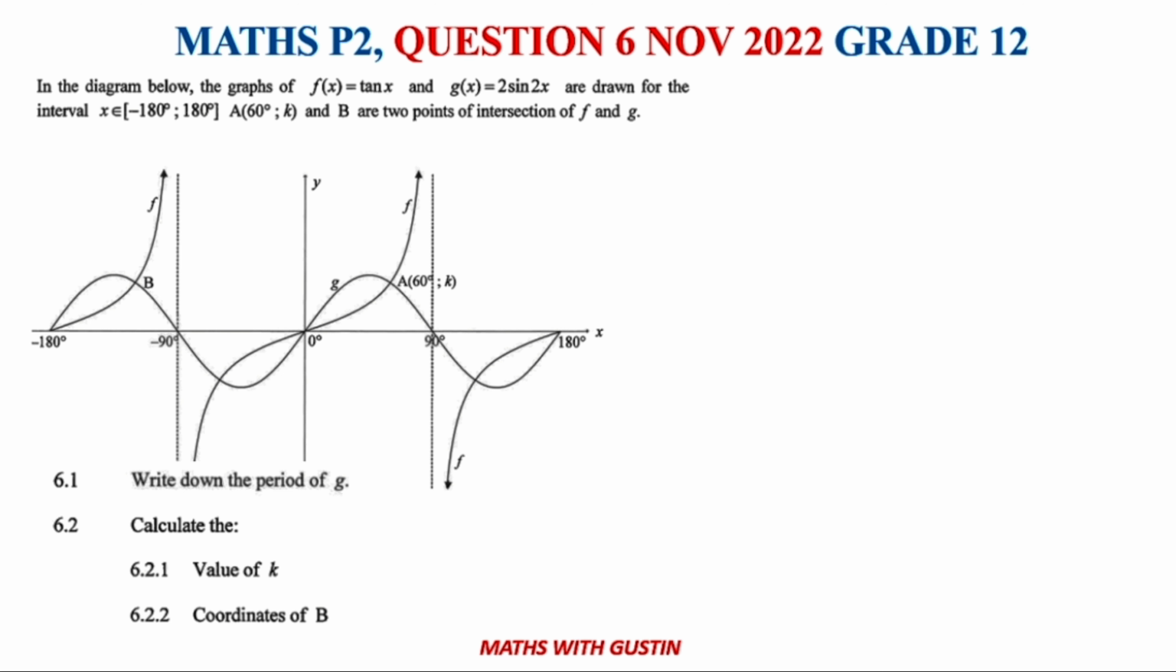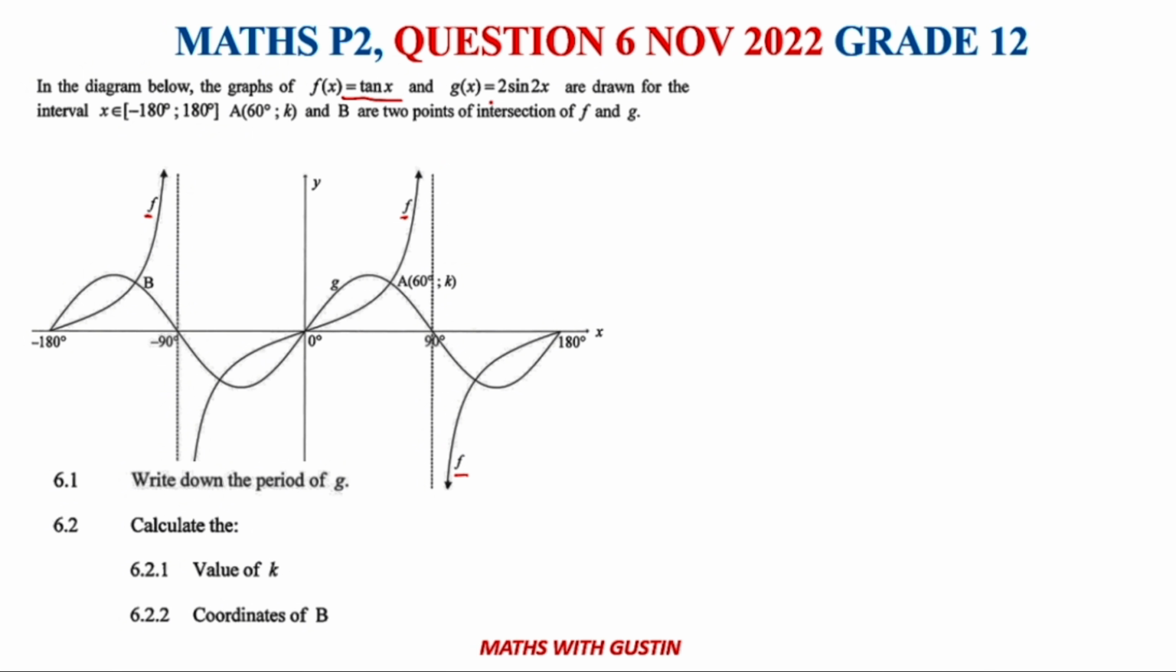Today let's have a look at question number 6, November 2022, grade 12 Maths paper 2. It was a trigonometry question based on functions. In the diagram below, the graph of f is just a basic graph of tan x. That is the one going up there, that's the f right there, and we also see it here below as well.